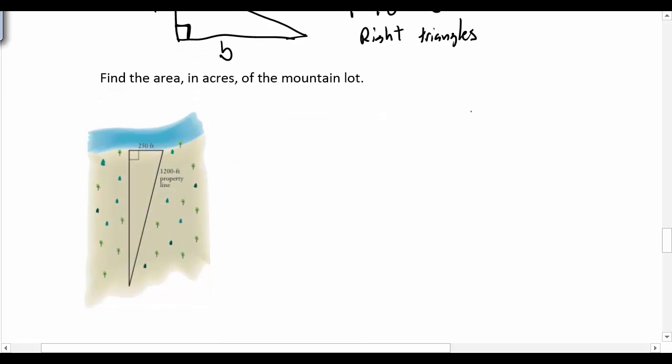Okay, so we can do a little application with this. We can look at, say, this triangle here. Let's see, we want to find the area of this mountain lot. So in order to find area, we learned recently that area of a triangle is 1/2 base times height, and base and height form a right angle.